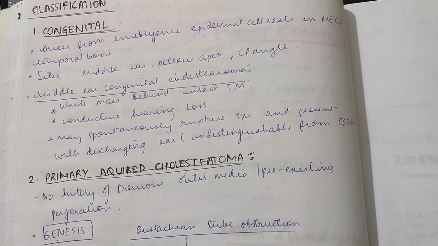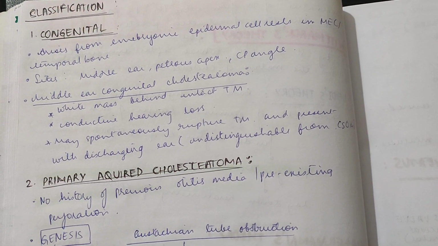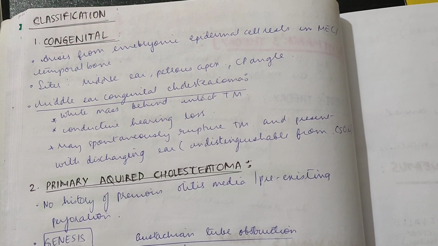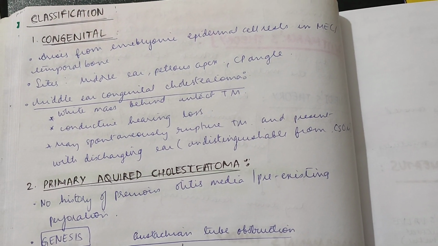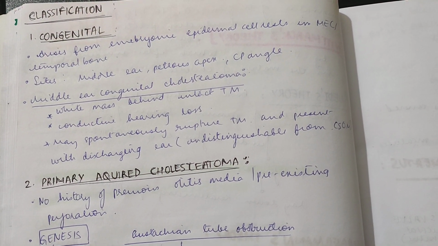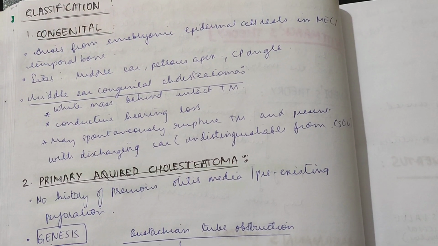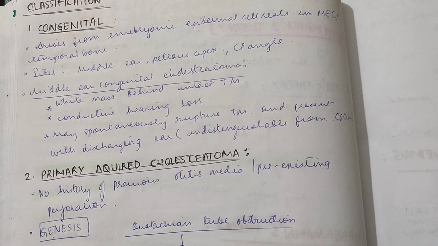Middle ear congenital cholesteatoma will present with a white mass behind the intact tympanic membrane and conductive hearing loss as well. Usually this will be found on a routine examination or on myringotomy. Also, the tympanic membrane can rupture spontaneously and present with discharge, and you cannot differentiate it easily from chronic suppurative otitis media.